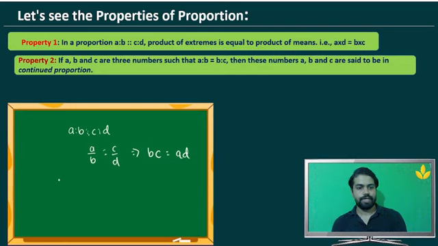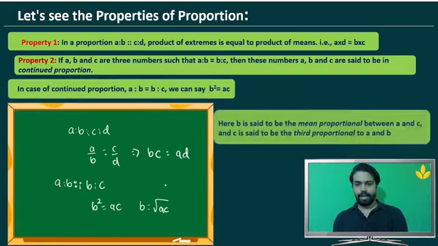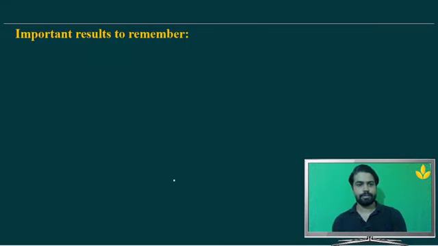Secondly, if there are only three numbers, like A is to B is proportional to B is to C, B is continuing, that's why it's called continuous proportion. In this case, the square of B will be equal to the product of the extremes. So to find B, we can take the square root of the product of A and C. Here B is called the mean proportion, A and C are extremes, and C is also called the third proportion to A and B.